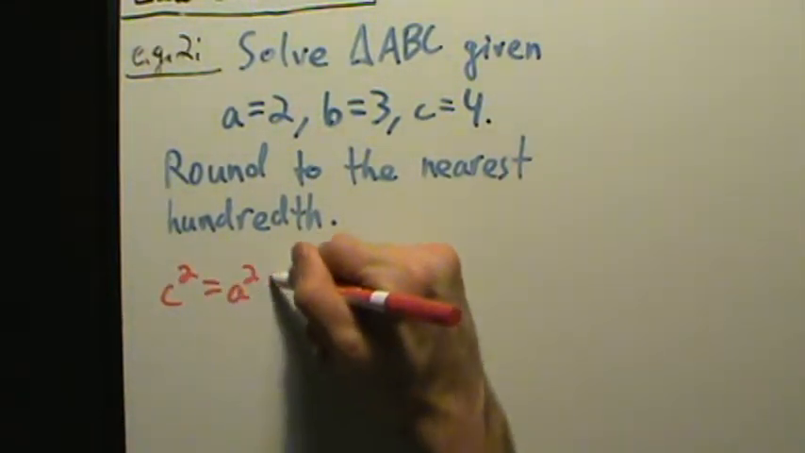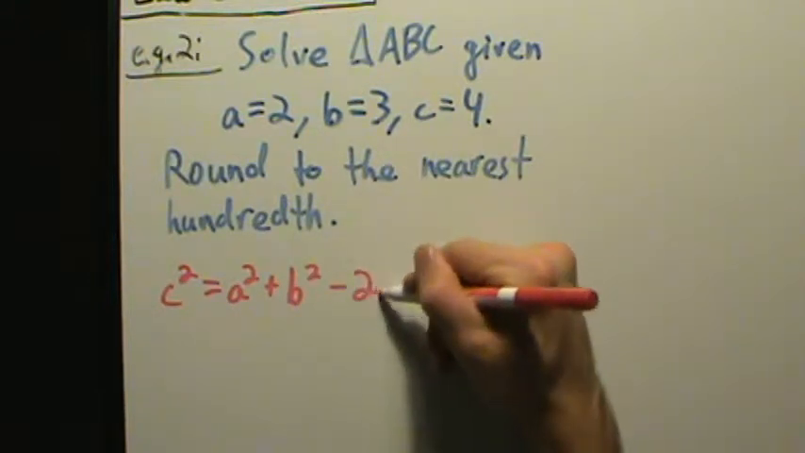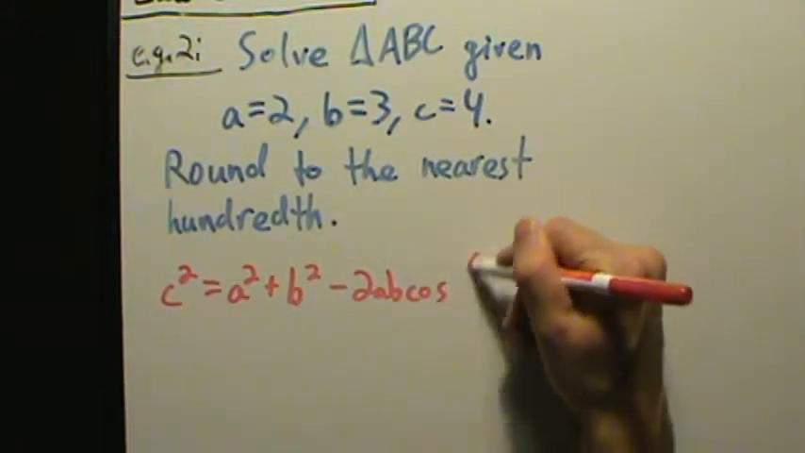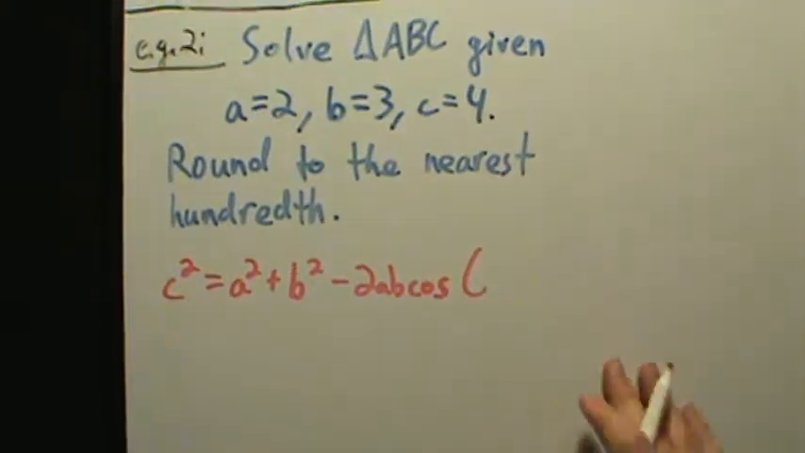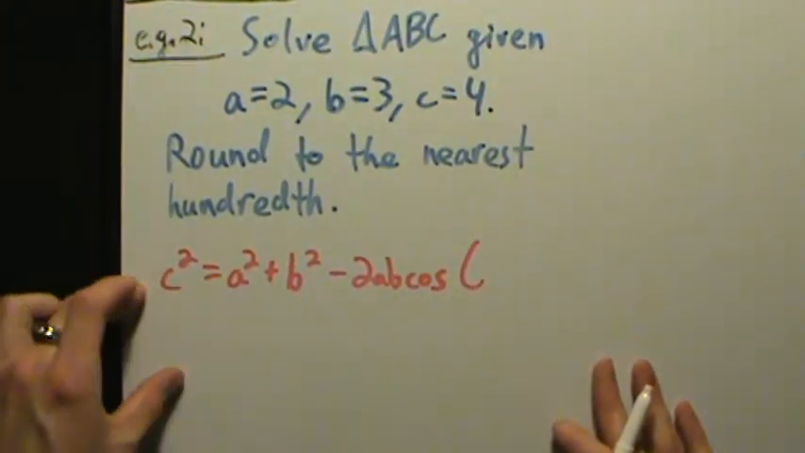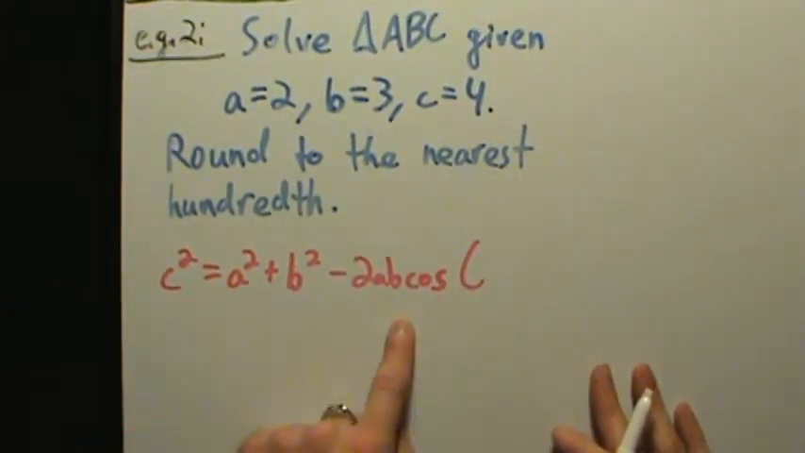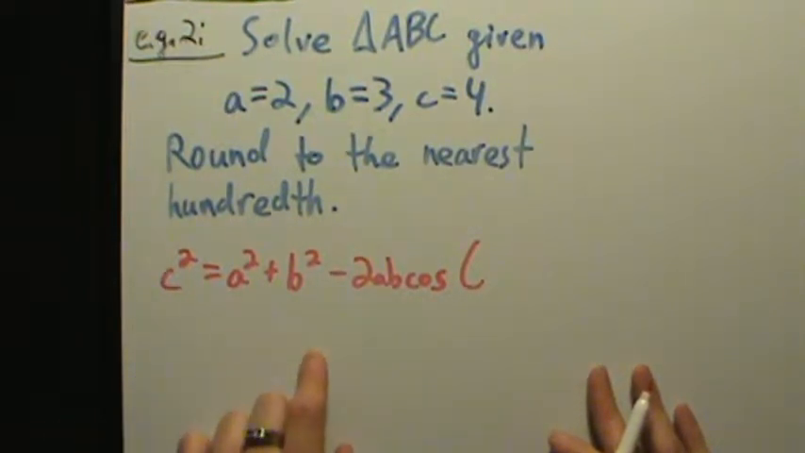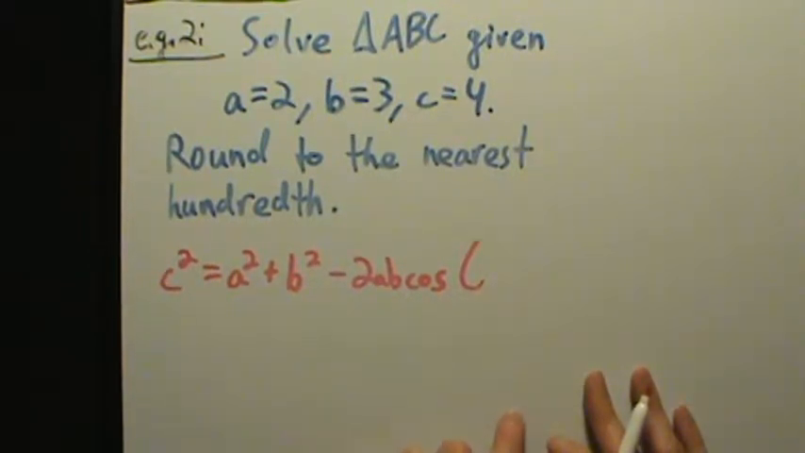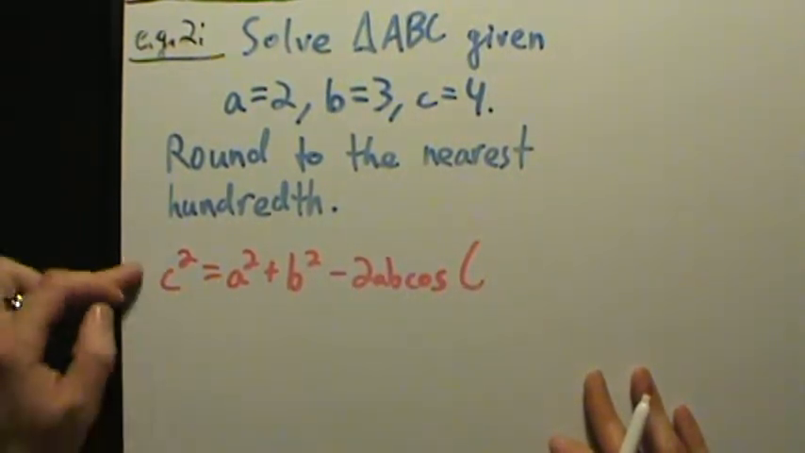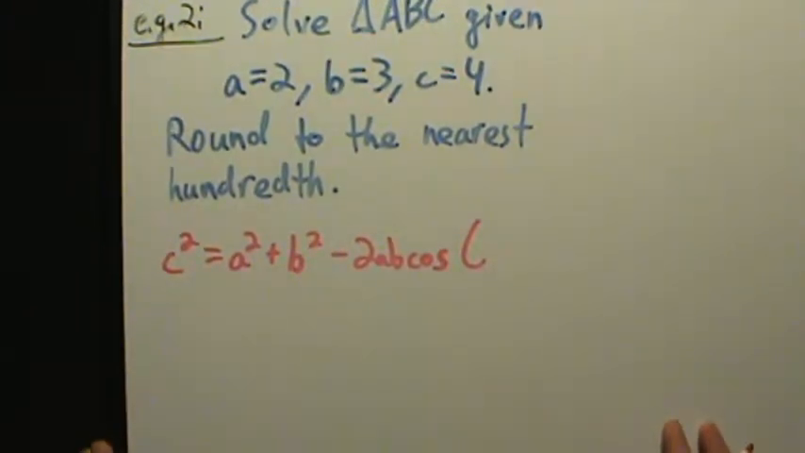So let's say c squared equals a squared plus b squared minus 2ab cosine angle C. Why am I starting with that one? Remember there's three formulas for the law of cosines. There's this one, and then there's a squared equals b squared plus c squared minus 2bc cosine A, and the other one for b squared equals a squared plus c squared minus 2ac cosine B. We could use any of the three, but let's just start with this one here.